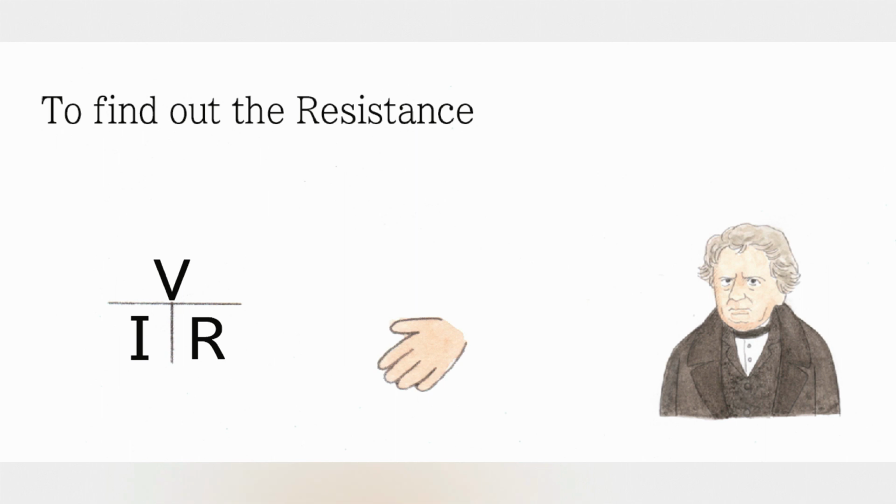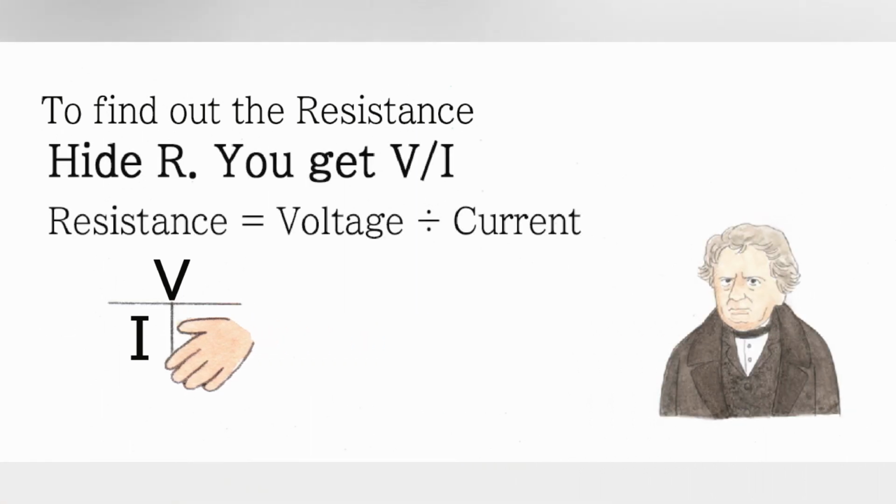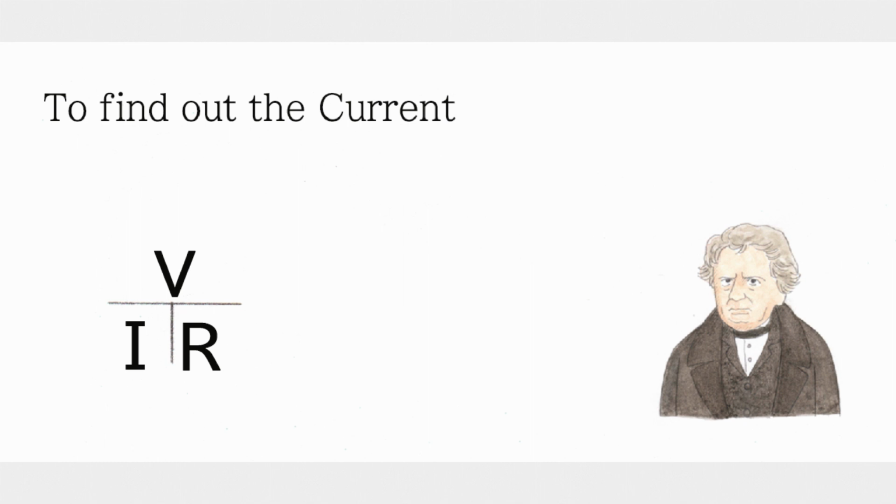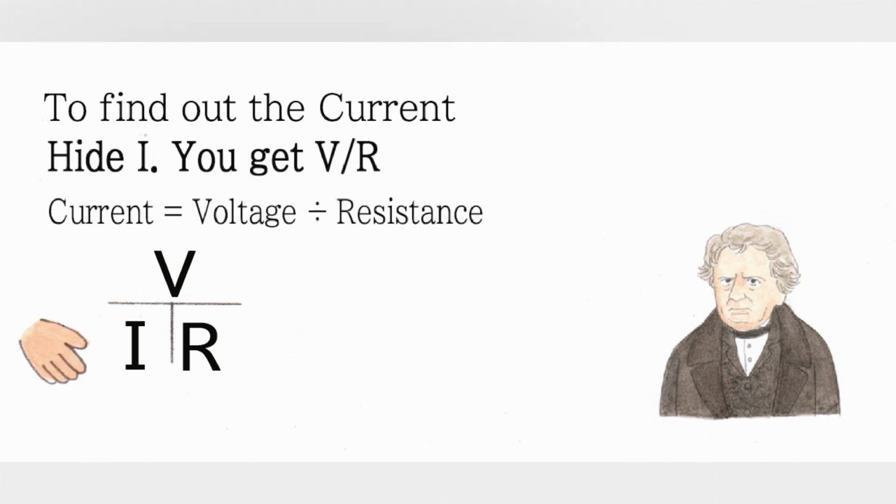To find out the resistance, hide R. You get voltage over I. Resistance equals voltage divided by the current. To find out the current, hide I. You get V over R. Current equals voltage divided by resistance.